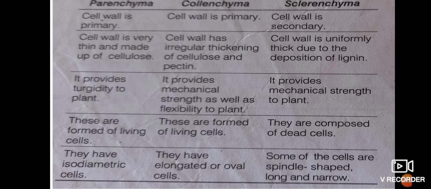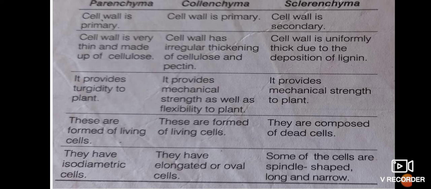Moving to the third difference: parenchyma provides turgidity to the plant, whereas collenchyma provides mechanical strength as well as flexibility, and sclerenchyma provides mechanical strength to the plant. These are the main functions of these simple permanent tissues: parenchyma provides turgidity, collenchyma provides mechanical strength as well as flexibility, and sclerenchyma provides mechanical strength.